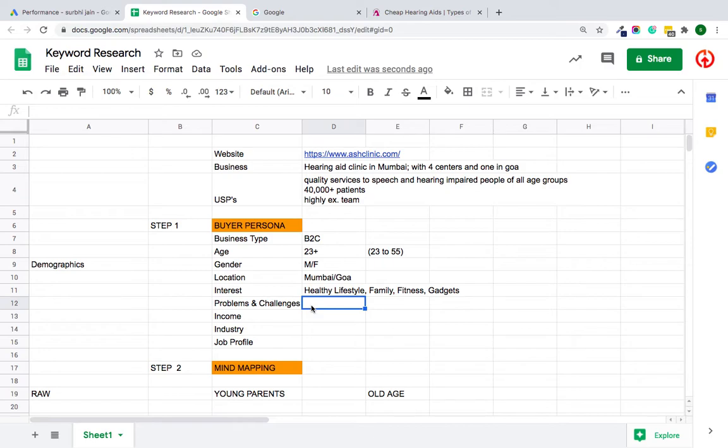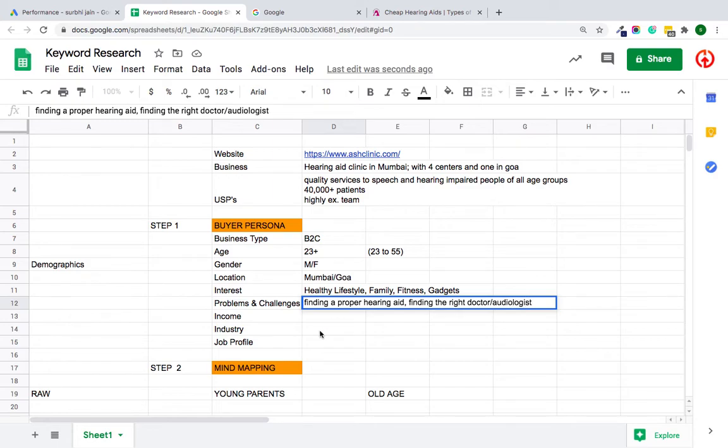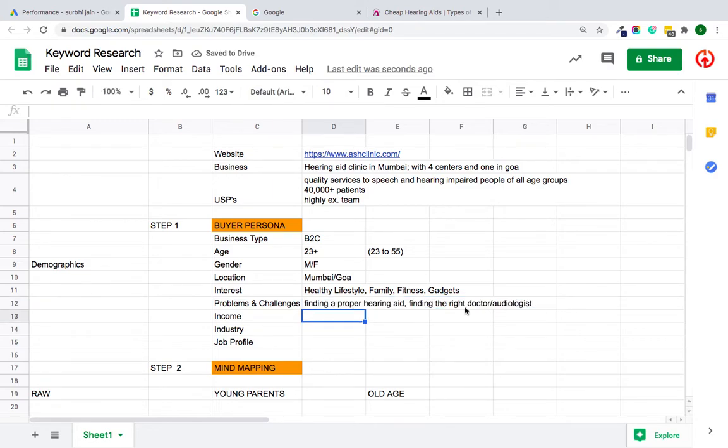So what are the problems and challenges our target audience would be facing? It could be finding a proper hearing aid, finding a good consultant, finding the right doctor, or I would say audiologist in this case. And they might not have time to diagnose, or whatever could be the problem and challenges. I've just written two here, we'll have to actually think and properly write it.